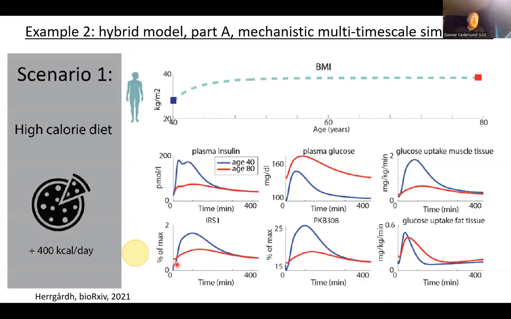And at the same time, we can look into a submodel of one of the organs, which is what happens inside the fat tissue, and simulate what happens with the insulin receptor substrate 1, the protein kinase B, and with the glucose uptake, UID_fat, so the glucose uptake in the fat tissue. And you see that they are also changed here. So this is the multi-timescale, multi-level, mechanistic, and multi-organ model.